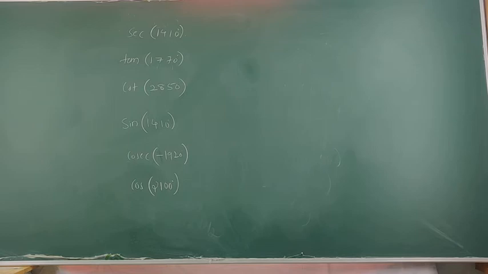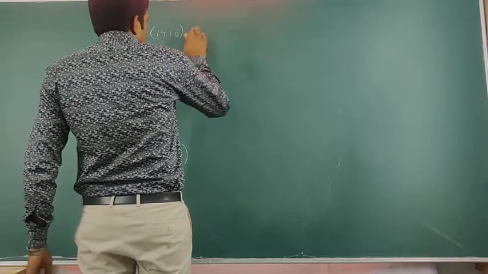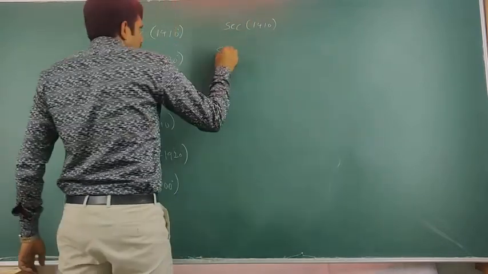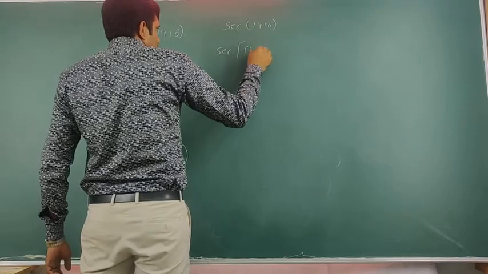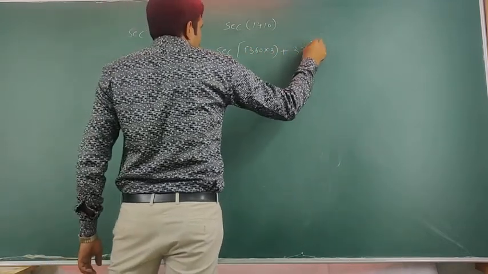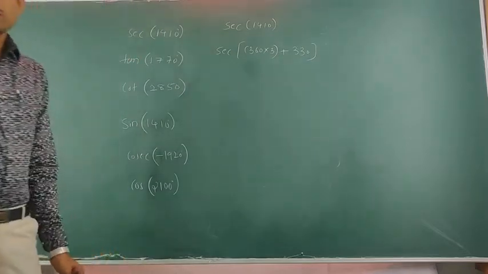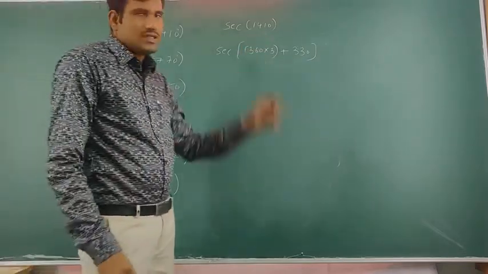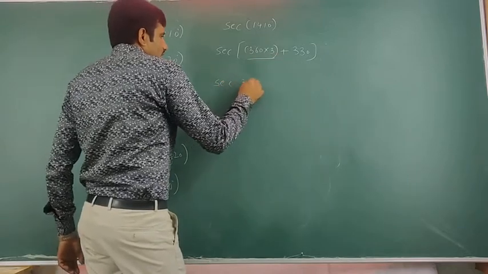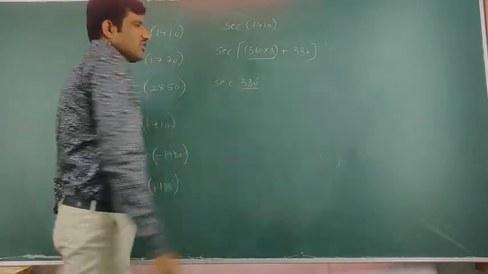Okay, leave. See, sec of 1410. So those who have not followed, see again. Sec of 1410, I can write as sec of 360 into 3 plus 330 degree, right? 360 into 3 is 1080. 1080 plus 330 is 1410. So this we can neglect. That is sec of 330 degrees. So 330 degrees in which quadrant?